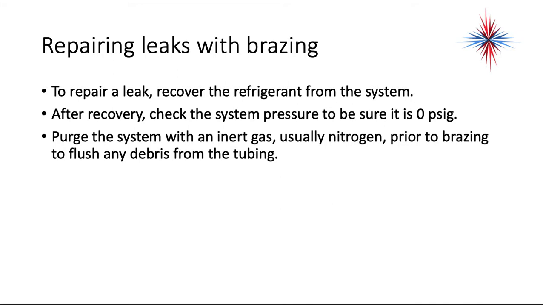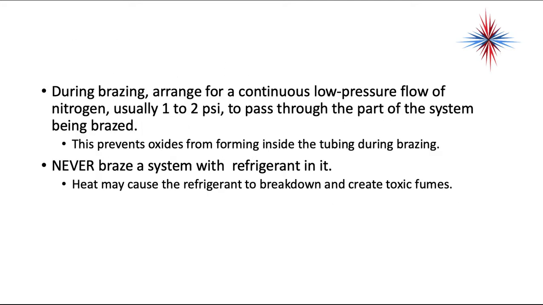Purge the system with inert gas, usually nitrogen, prior to brazing, and flush any debris from the tubing. During brazing, arrange for a continuous low pressure flow of nitrogen, usually 1 to 2 psi, to pass through the part of the system being brazed. This prevents oxidization from forming inside the tubing during brazing. Never braze a system with refrigerant or high pressure in it. The heat can cause the refrigerant to break down, and it can create toxic fumes.